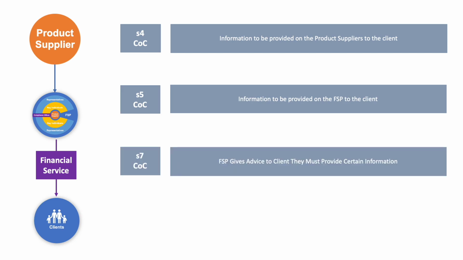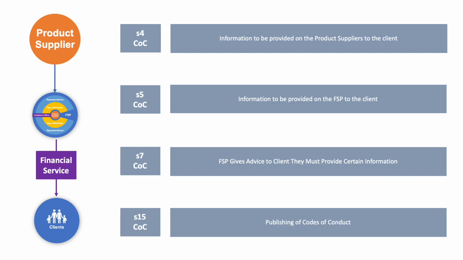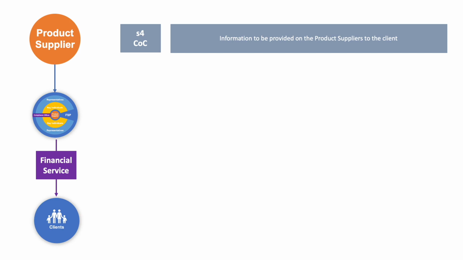Section 7 of the Code of Conduct, relating to certain information that must be provided by the FSP when providing advice to the client. Section 15 of the Code of Conduct, relating to the publishing of the Codes of Conduct. Firstly, we will look at Section 4 of the Code of Conduct in more detail.